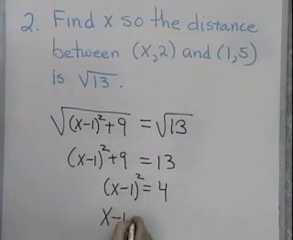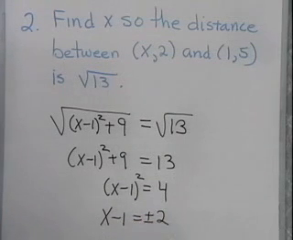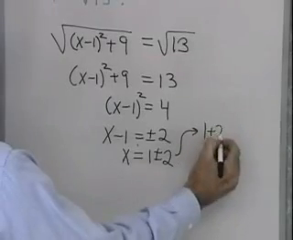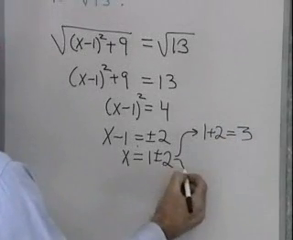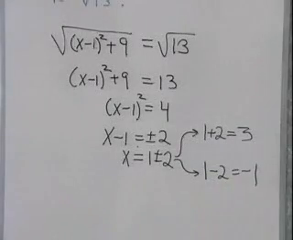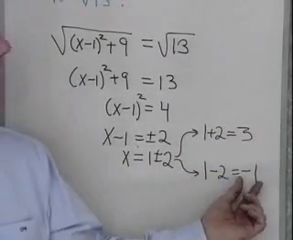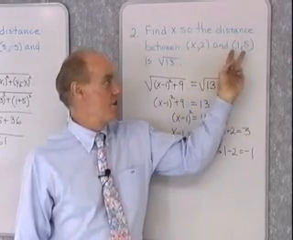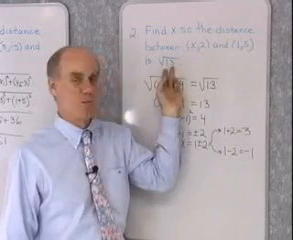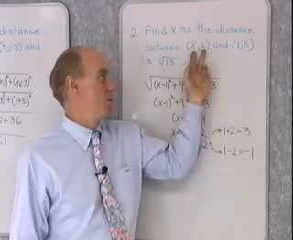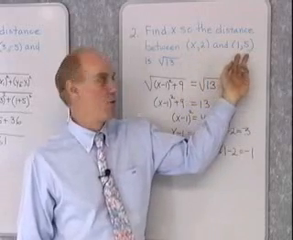That means that x minus 1 is plus or minus 2. So x will be equal to 1 plus or minus 2. So I get 1 plus 2, which is 3, and then I also get 1 minus 2, which is negative 1. So I end up with 3 or negative 1 as the two values of x that I can put in here and have a point so that the distance between it and (1, 5) comes out to be square root 13. So two possibilities here, 3 and negative 1, each of which will give me a point that is square root 13 units from the point (1, 5).